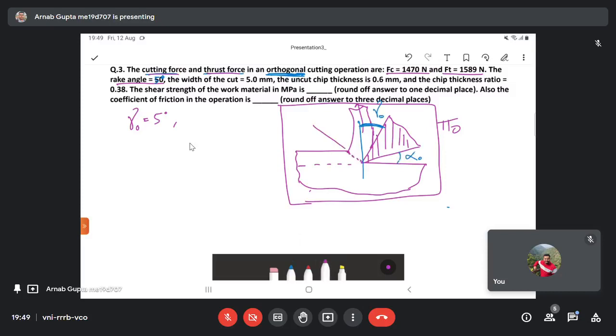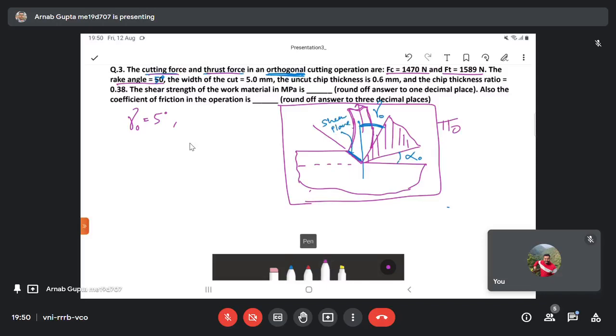This is the plane along which the shearing will occur. Shearing means the material will get plastically deformed due to the action of the tool, and it will get severed out. Due to this plastic deformation, the separation of the material occurs along this particular plane, and the rest of the material flows away in the form of chip. So this is the chip. This particular plane is known as shear plane. I hope you are familiar with this.